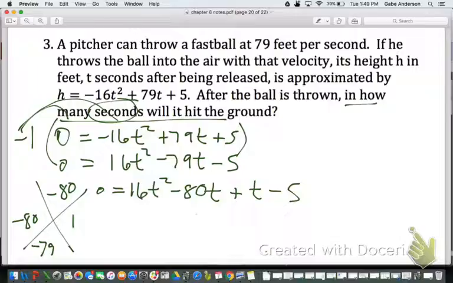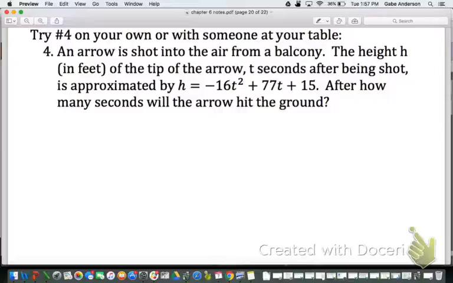Any further questions on this one? Okay, so kind of like yesterday, I'll read this out loud, but you guys are going to be working on this on your own, and I'll come around to check how you're doing. It says an arrow is shot into the air from a balcony. The height h in feet of the tip of the arrow, t seconds after being shot, is approximated by something that should look pretty familiar: h equals -16t squared plus 77t plus 15. After how many seconds will the arrow hit the ground? You guys are working on this with a partner or with your whole table, and we'll see how we go. So just like before, when the arrow hits the ground, the height is 0.